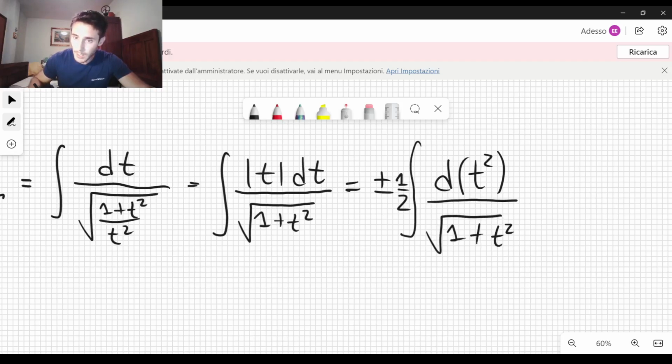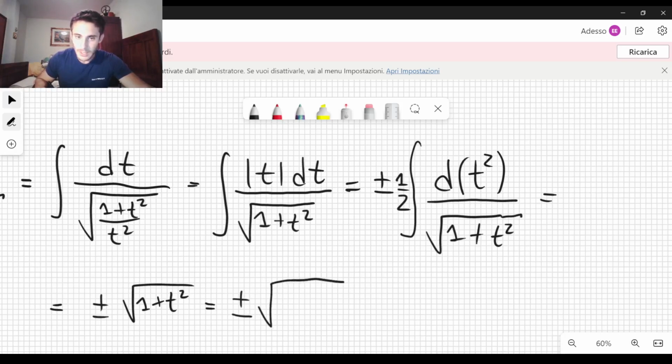Now this becomes a simple integral to calculate. It will be equal to plus or minus the square root of 1 plus t squared. If you take the derivative of this function with respect to t squared, which in this case is the variable, you get 1/2 times 1 over the square root. You also have to add a constant, but I'm not going to write it. If you go back to x, you get plus or minus the square root of 1 plus 1 over (x plus 1) squared.